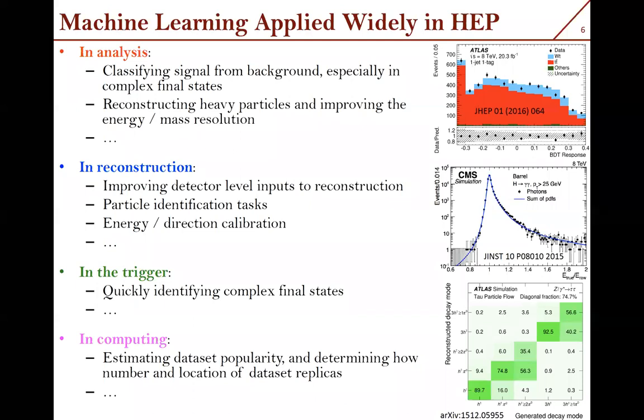Also, in computing, we use it. If you are doing lots of event generation, you can rely on machine learning techniques, facilitating a faster turnaround time for your Monte Carlo generation. Let's say if you are generating a heavy ion event, it will be very complex for you, right? Maybe it takes quite a bit of time.